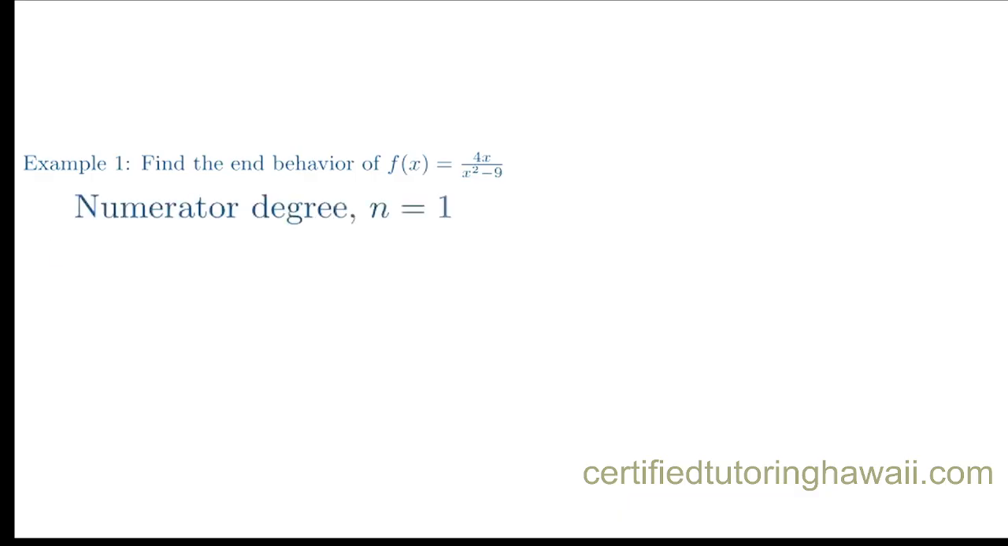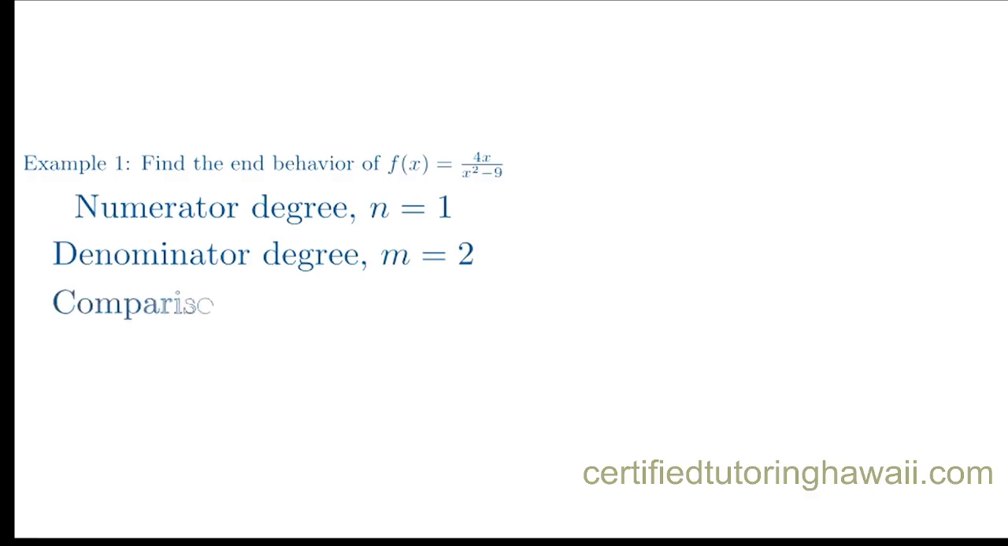Let's look at an example to solidify this first case. Consider the function f of x equals 4x over x squared minus 9. Our first step is to identify the degrees of the numerator and the denominator. The numerator, 4x, has a leading term of 4x to the power of 1, so its degree n is 1. The denominator, x squared minus 9, has a leading term of x squared, so its degree m is 2. Comparing them, we see that n is less than m. This fits our first case. We can predict that the end behavior will be that the function approaches 0, and there will be a horizontal asymptote at y equals 0.